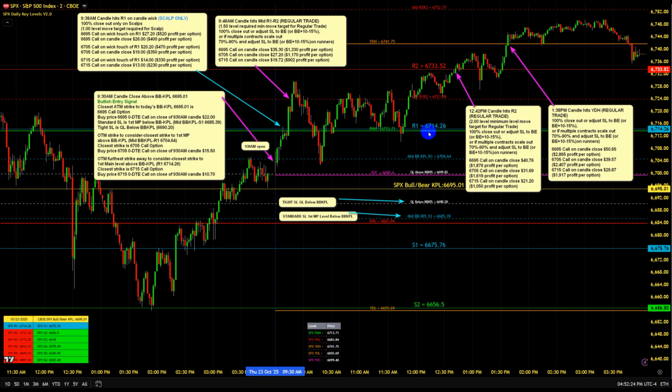The main levels above the bull bear KPL and the main levels below the bull bear KPL. At the beginning of the session, in 90 to 95% of sessions, you're going to be given opportunities to get either a bullish or bearish signal from the bull bear key price level, including the opening 9:30 candle.